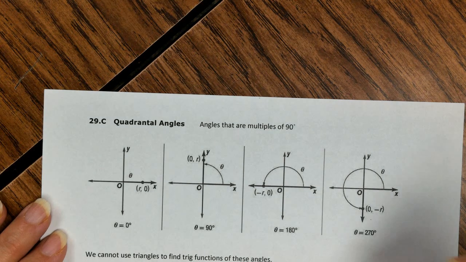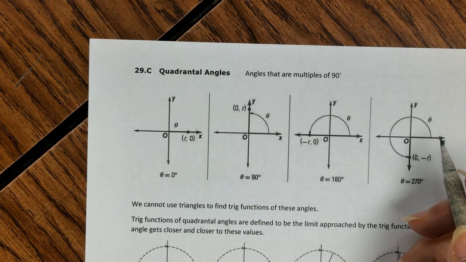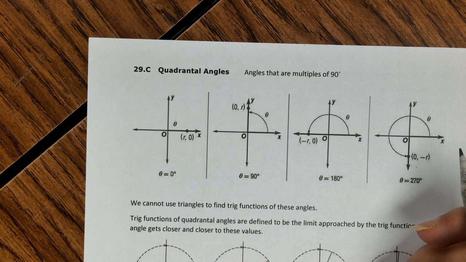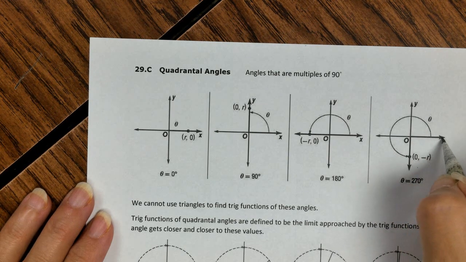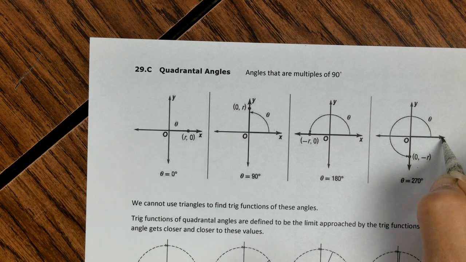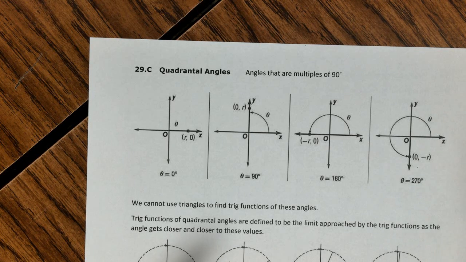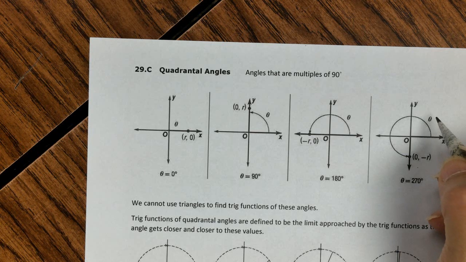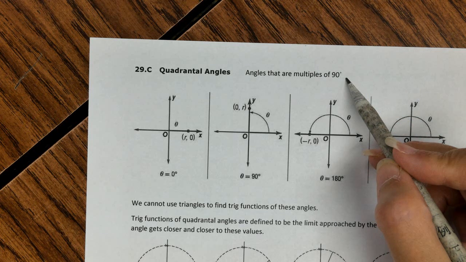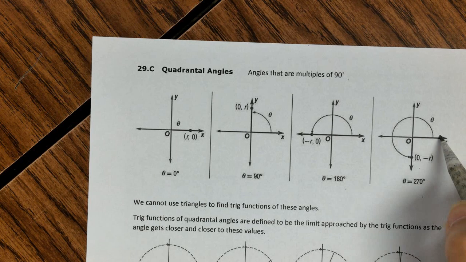Okay, so quadrantal angles are angles whose terminal side is on an axis. The initial side, we always start on the positive x-axis. The terminal side is the other ray of the angle. It's often what we draw into one of the quadrants. But on these quadrantals, the other side isn't in a quadrant, it's on an axis. So these are angles that are multiples of 90. 0, 90, 180, 270, 360 comes back around to being the same as 0.